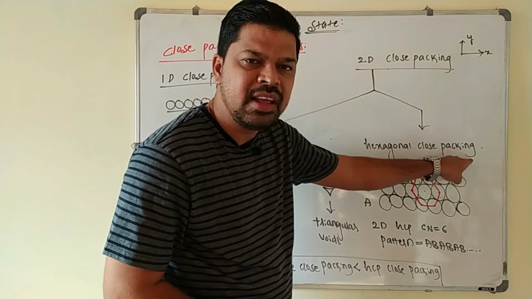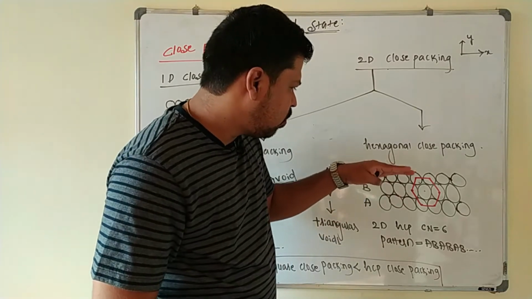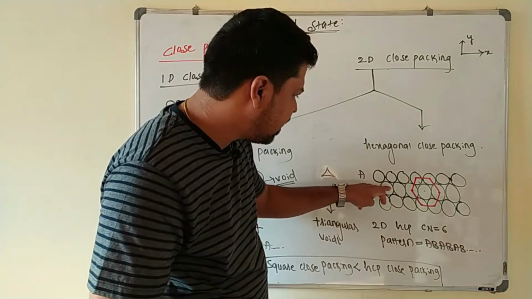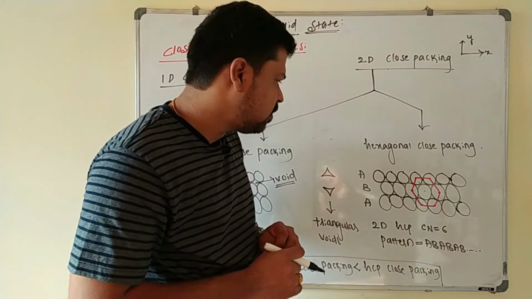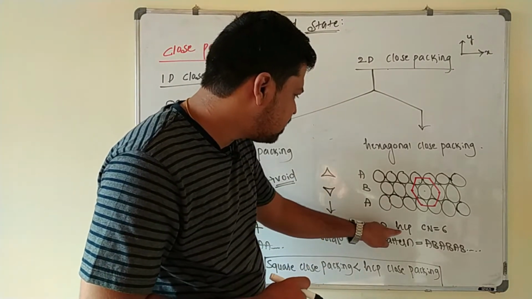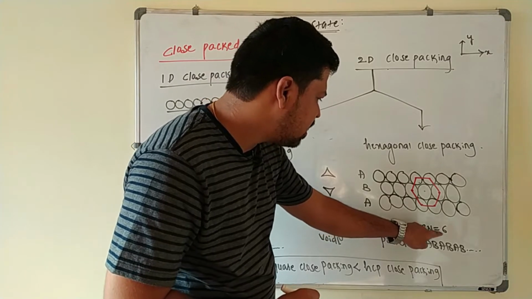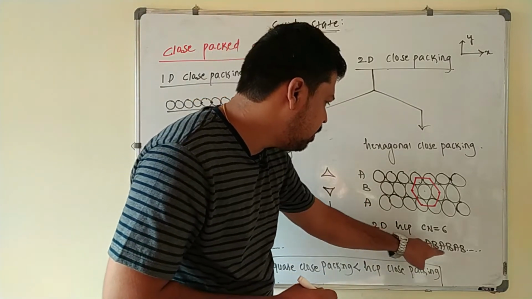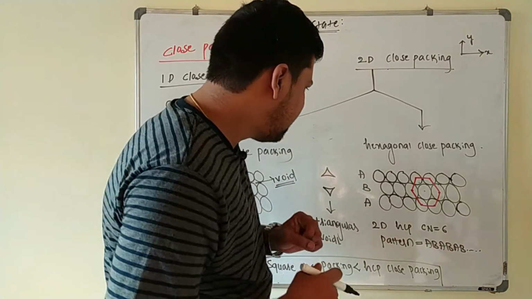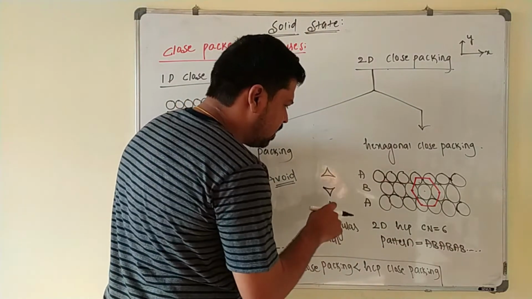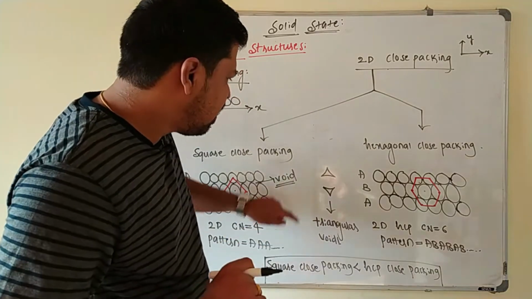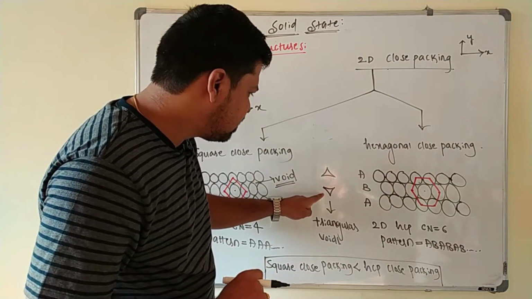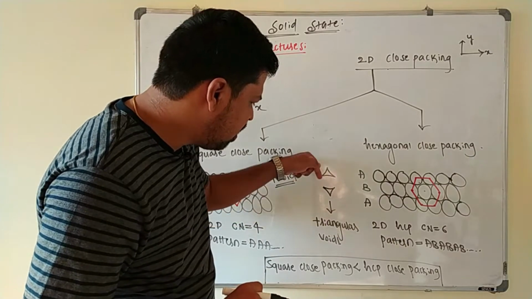Hexagonal close packed layer. Here the rows are placed one above the other in a staggered manner, so that the spheres of the second row fit into the depressions of the first row. So in the 2 dimensional hexagonal close packed layer, the coordination number is 6 because it is in touch with 6 other spheres. The pattern will be AB type. And here 2 types of voids are formed, that is triangular voids: this is a triangular void having its apex in the upward direction, and this is a triangular void having its apex in the downward direction.